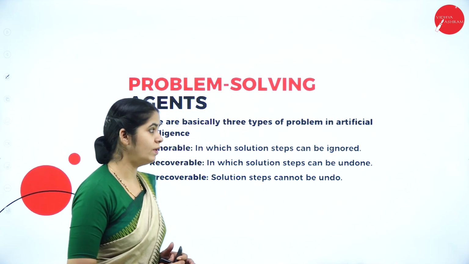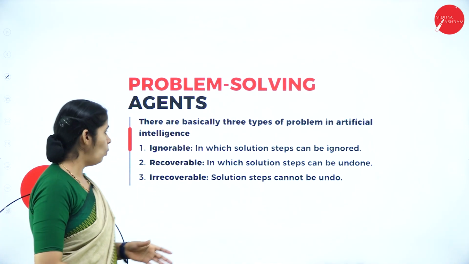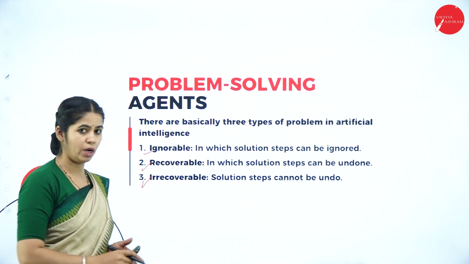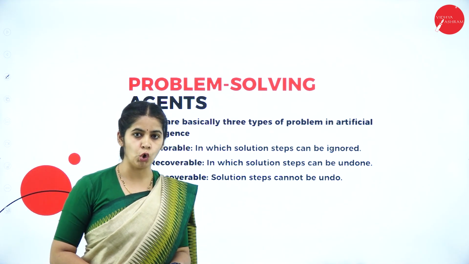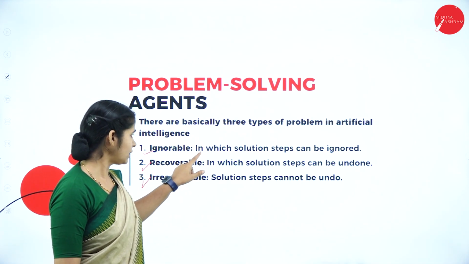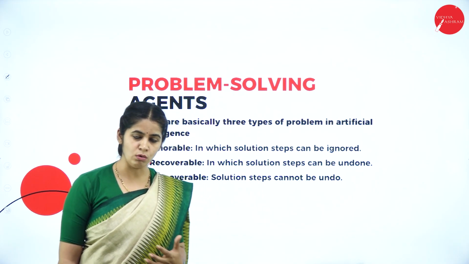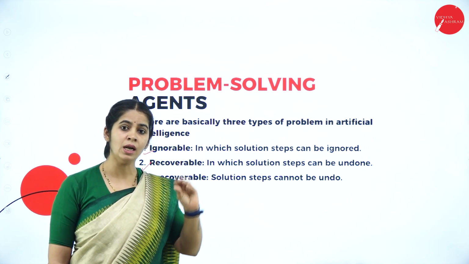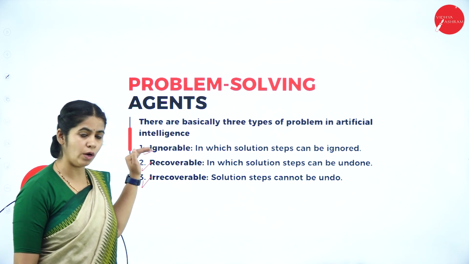Then in problem solving agents, there are three basic types of problem: one is the ignorable problem, one is the recoverable problem, and the irrecoverable problem. When we are solving a problem, some steps can be ignored. Such problems are called ignorable problems, in which the solution steps can be ignored. We have constructed one solution for a particular problem. If some steps are ignored in that solution, that does not affect the solution much. That is called an ignorable problem.